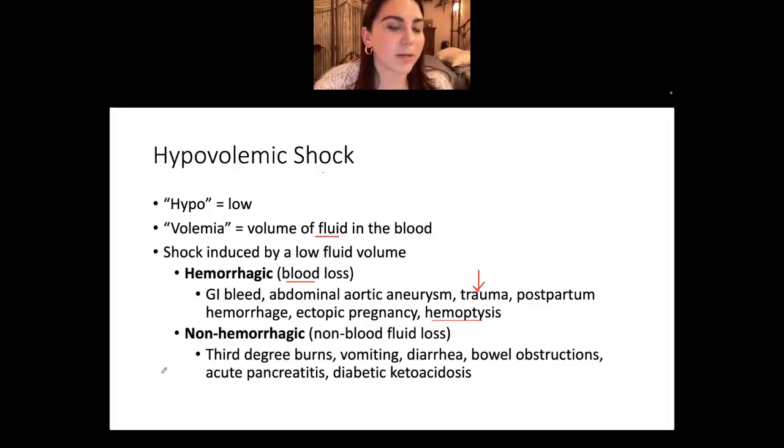You can also have non-hemorrhagic shock. So this would be a non-blood fluid loss, where you're just losing fluids. A third-degree burn is a really good example of hypovolemic shock. Also vomiting, diarrhea, bowel obstructions, pancreatitis, diabetic ketoacidosis. This is going to focus more on hemorrhagic, but just note that you don't have to be bleeding out to go into shock. You can also have really bad diarrhea for a week, and then you can technically go into shock because you're losing that much fluid.